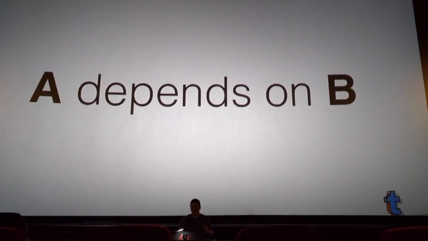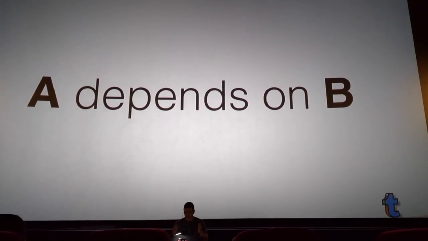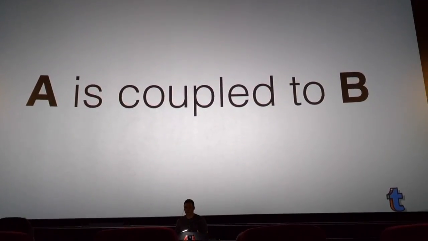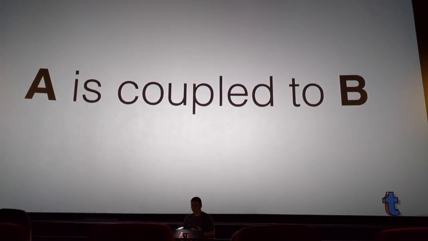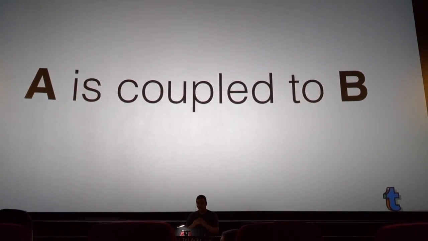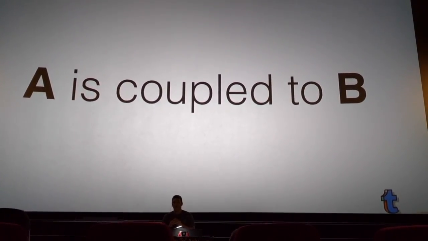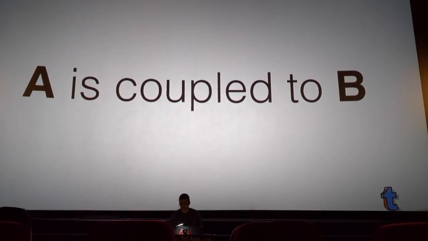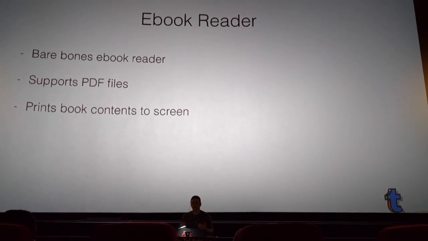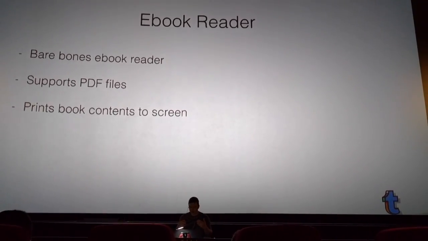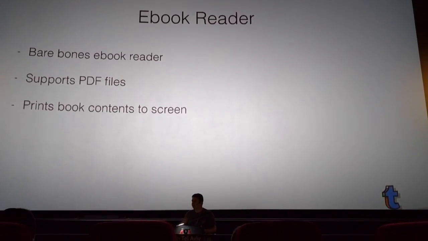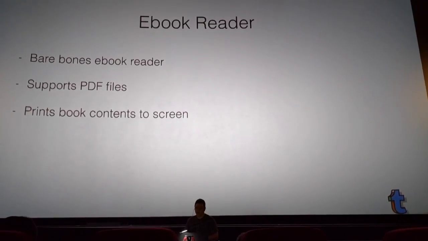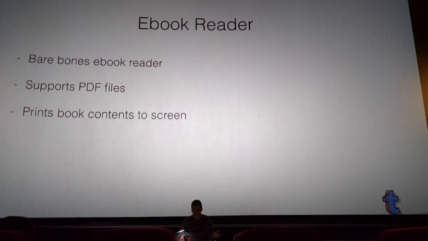So back to our definition of dependency. We have class A depends on class B, which is another way to say that class A is coupled to class B. There's a certain relationship between A and B, and how tightly they are coupled has a direct effect on how hard it is to modify the way they interact. So let's say we're writing some sort of an ebook reader application, and we want to have very basic features. We want to be able to support only PDF books, and we want to be able to basically flip through the pages one page at a time.